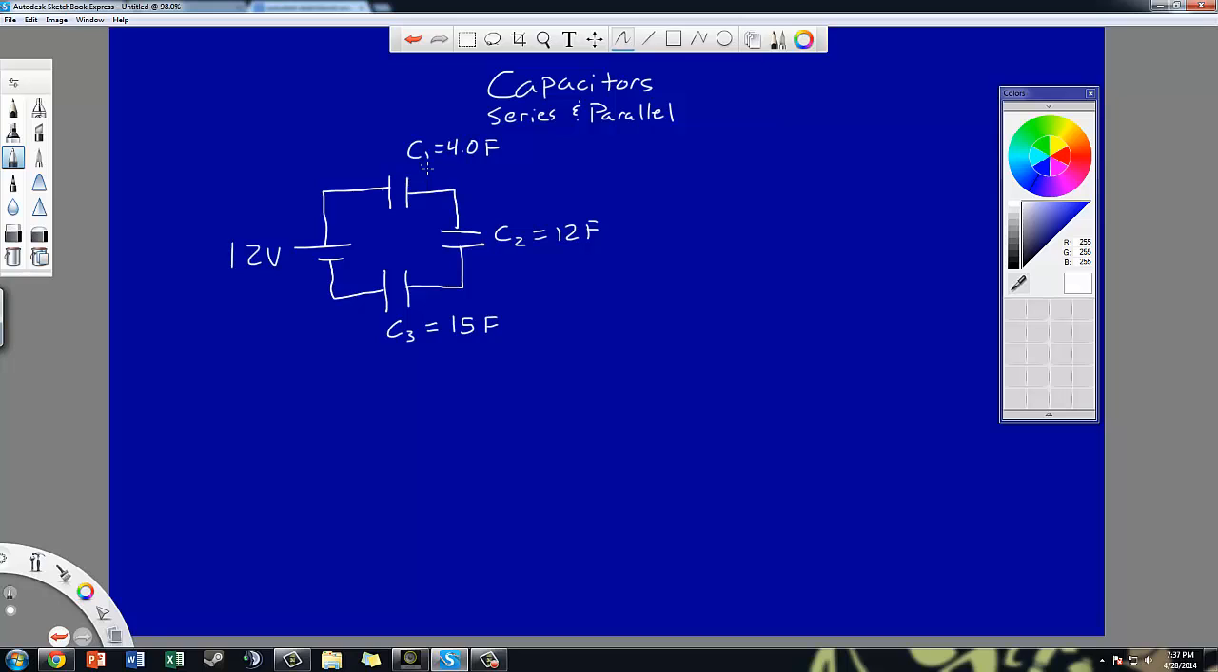Now what I'd like to do with this circuit is solve for the charge on this capacitor. I'd like to know the voltage on that one as well. I'd like to know the charge and voltage here for the second one, and same thing for the third one. So I want to get all the information about what's going on with these three capacitors if I hook this up to a 12-volt battery.